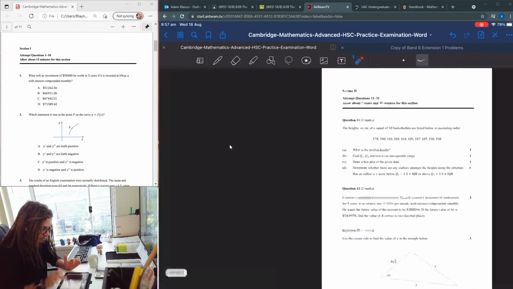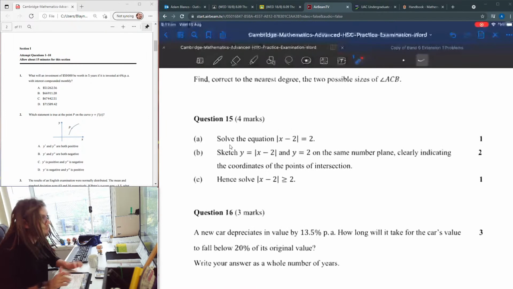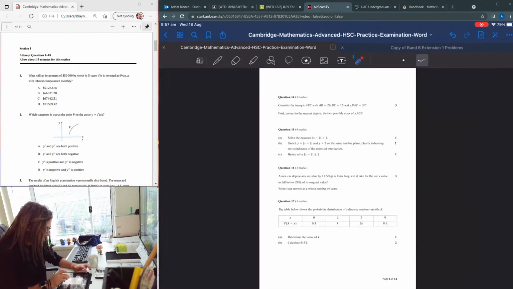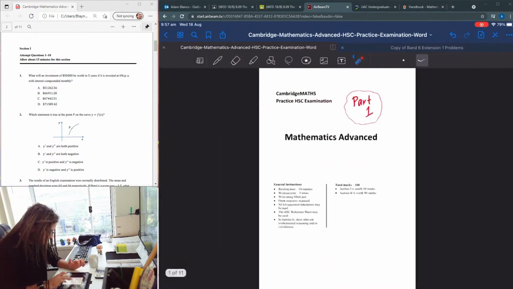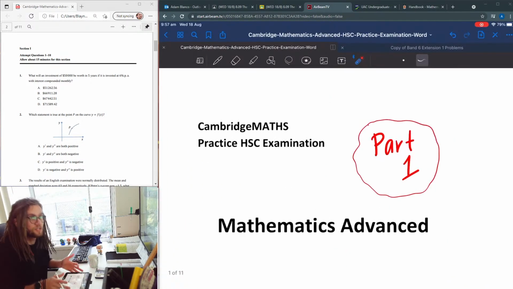Now the paper actually doesn't have lines, so I'm going to have the paper on the left there, and I'm just going to use my own lines when it comes to those questions. But for the multiple choice, we should be good. And I guess we'll just call this part one.